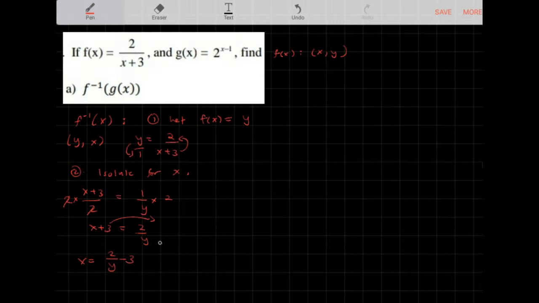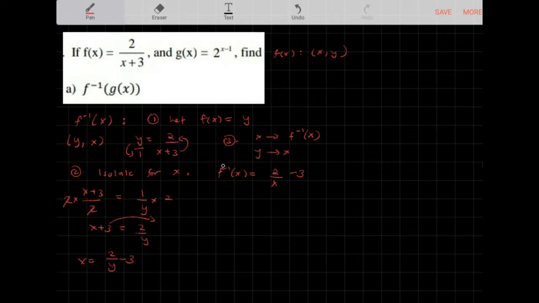After you isolate for x, the third step here is to swap x as f inverse of x. It becomes the y value of your inverse function, and swap y as x, as the y value becomes your x value in your inverse function. So f inverse of x is equal to 2 over x minus 3. Okay, so this is your inverse function.